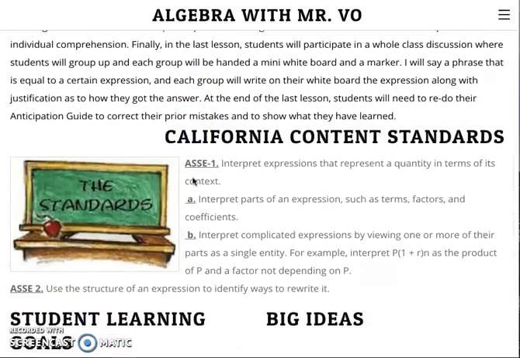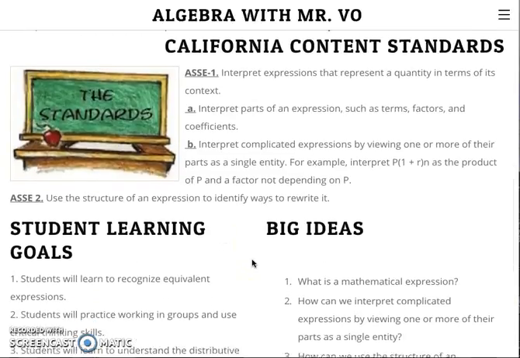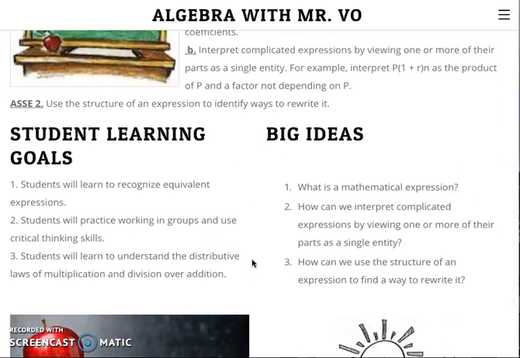Moving on, these are the California content standards that it addresses. These are just all the other ones that it talks about. So for the student learning goals, first, students will learn to recognize equivalent expressions. Second, students will practice working in groups and using their critical thinking skills. Third, students will learn to understand the distributive laws of multiplication and division over addition.